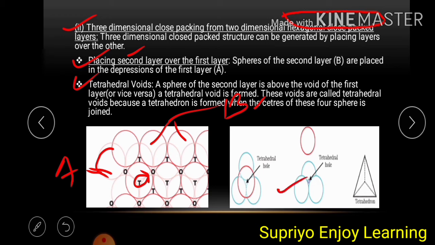Suppose these three are the spheres from the first layer, and this is the sphere from the second layer. The triangular shaped gap between these three spheres is covered by the spheres of the second layer. Now here, if we join the centers of all these four spheres, then we will get one tetrahedral void. This is the shape of this void.